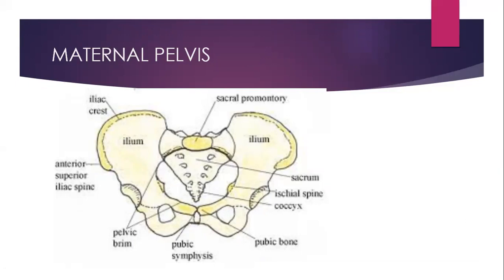So we'll talk about the true pelvis. First one is the inlet. This is the inlet. Here, the inlet is again divided into anterior posterior diameter, transverse diameter, and oblique diameter. So this is the anterior posterior diameter, this is the transverse diameter, and this is the oblique diameter. Clear?